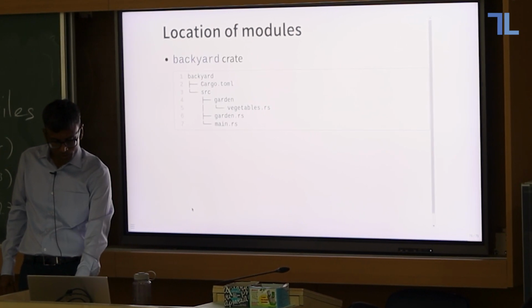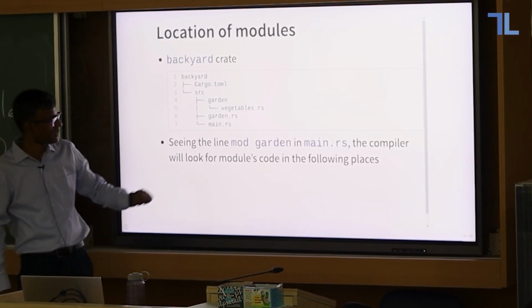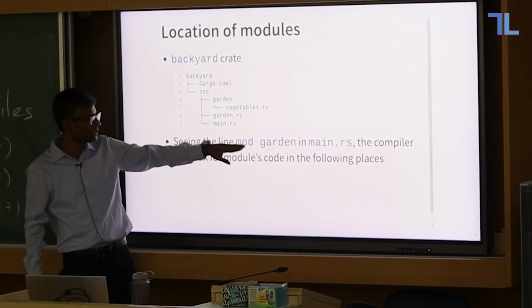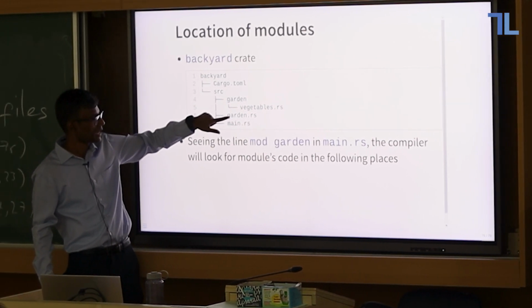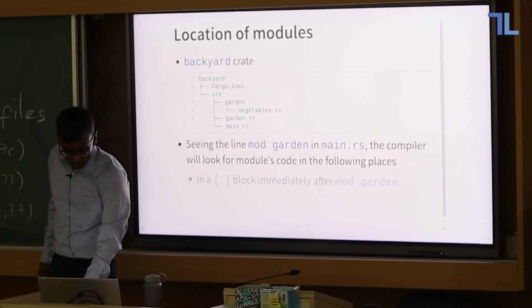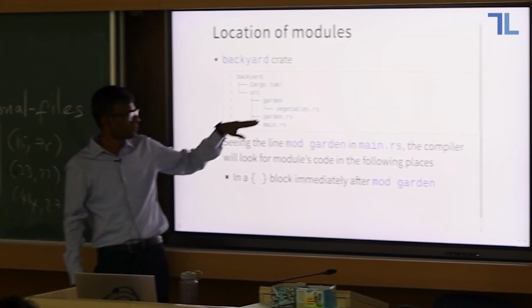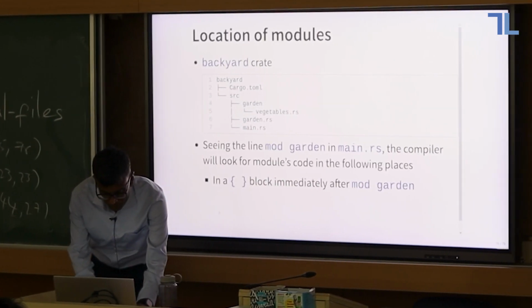And the location of modules is... so when the mod garden is seen in main, the compiler will immediately look for a file which is either garden.rs or, either three places actually, either in a block immediately after mod garden.